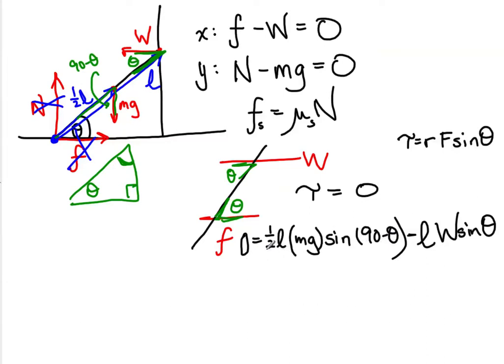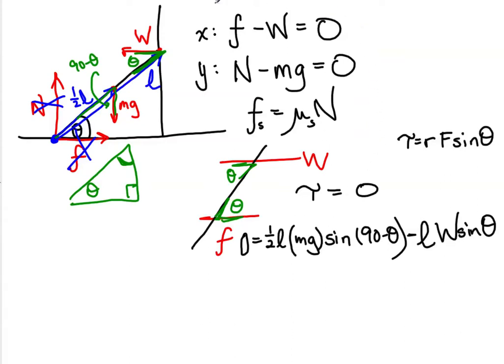Now I looked through here and they told me the length of the ladder, so that's pretty good. We don't know the mass of the ladder. I hope that's going to cancel out somehow. We're looking for theta, so that's okay that we have theta here. There's the length of the ladder again, but oh, the wall force, I don't know what that is.